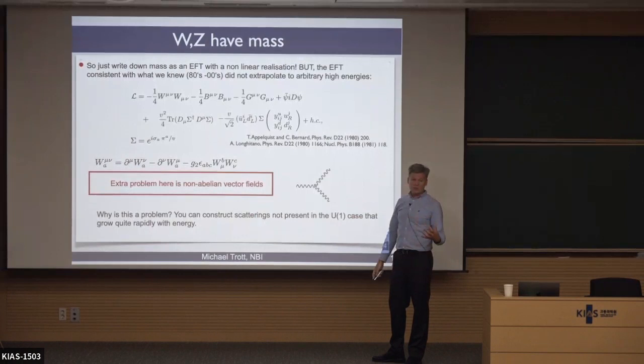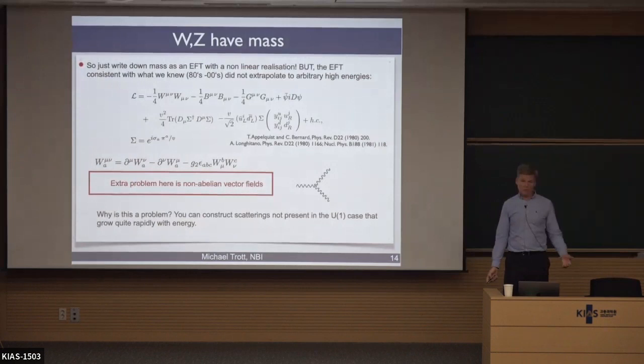There's a non-abelian vector field around, so there's this term here, which basically has two W's in this field strength. And that means you have this cubic vertex, and that's essentially what makes the problem a little more interesting. But it also lets you do more physics with it.